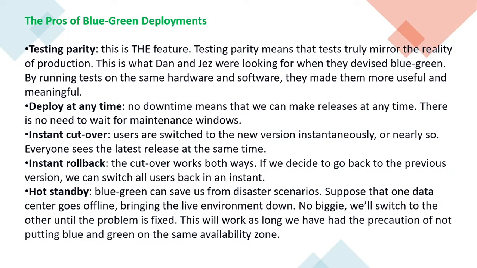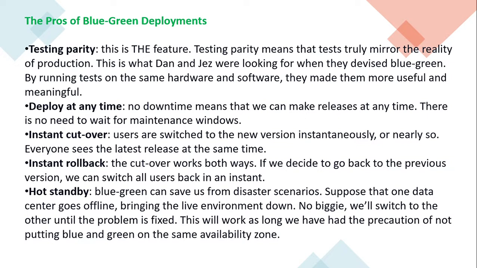So what are some pros and cons? So the pros is testing parity. This is the feature. Testing parity means that tests truly mirror the reality of production. This is what Dan and Jay were looking for when they devised the blue-green. By running tests on the same hardware and software, they made them more useful and meaningful.